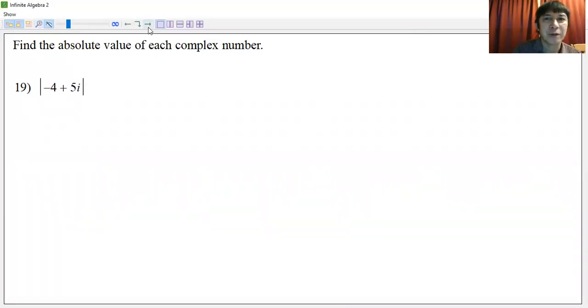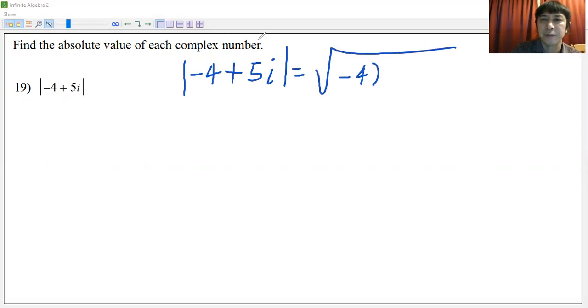Let's have number 19. Okay, here's number 19. Find the absolute value of negative 4 plus 5i. This is the square root of negative 4 squared plus 5 squared. And we have here 4 and 5. This time we don't have any common number.